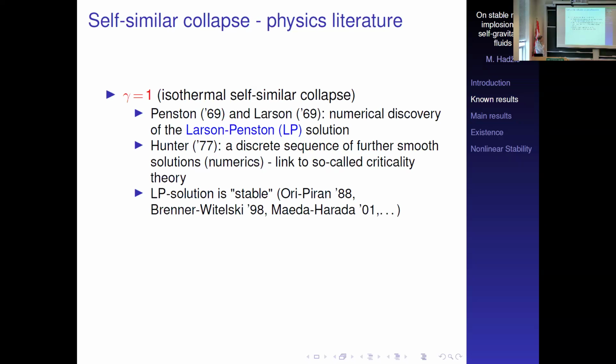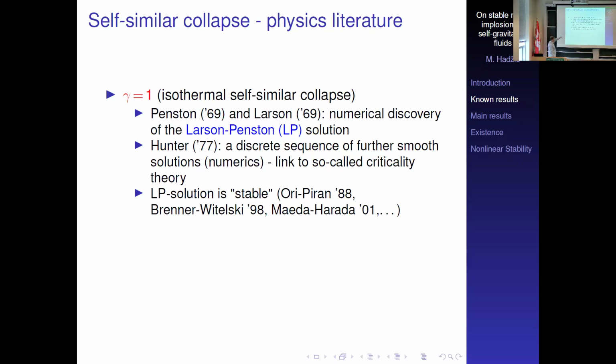Now, it gets kind of interesting because about 10 years later, Hunter realized that one can think of these solutions that Larson and Penston found as the ground states of a discrete family of other imploding solutions that seem to get progressively more unstable as you move along this sequence, whatever the parameter may be. I'll maybe say a word about this later.